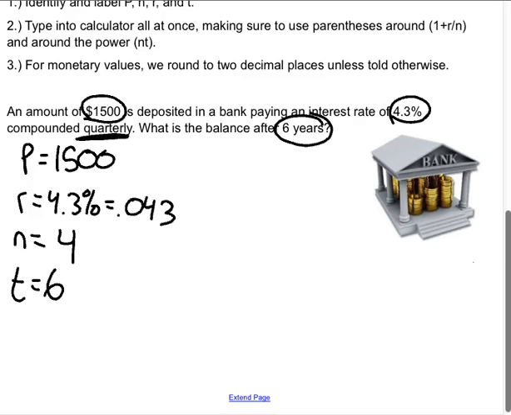Once you've identified all of those pieces, now I'm going to put it in the formula. 1,500 times 1 plus 0.043 divided by 4, to the 4 times 6 power. Now, the really neat thing here is, even though this looks like a huge mess, you can actually just plug this into the calculator. The calculator will give you the right value. You just have to plug it in exactly as I'm showing you there.